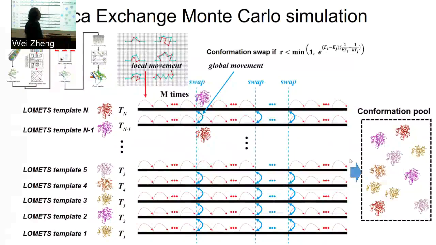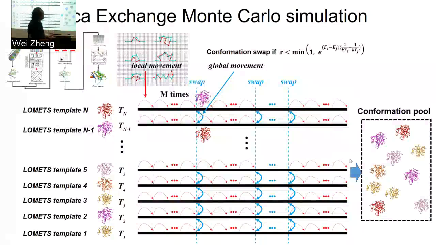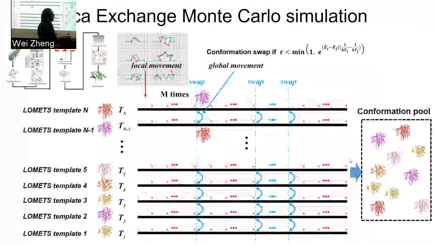So we use replica exchange Monte Carlo simulation to solve this problem. We take n different replicas of the Monte Carlo simulation with different initial templates, which come from threading, and with different temperature settings. After m local movements by SSER, we swap the conformations in neighboring replicas, then start the next cycle of the Monte Carlo simulation. At the end, we collect all conformations, or decoys, generated from the lowest 5 temperature replicas.